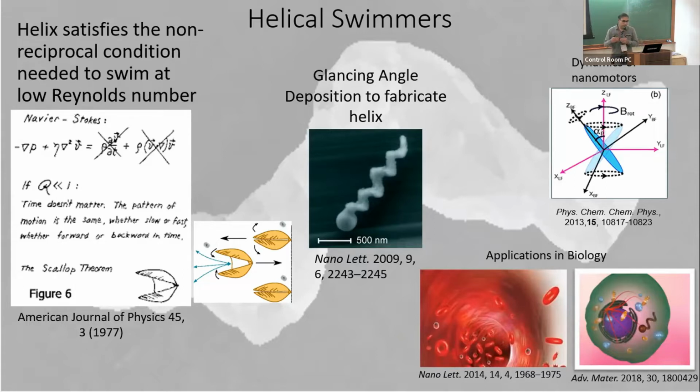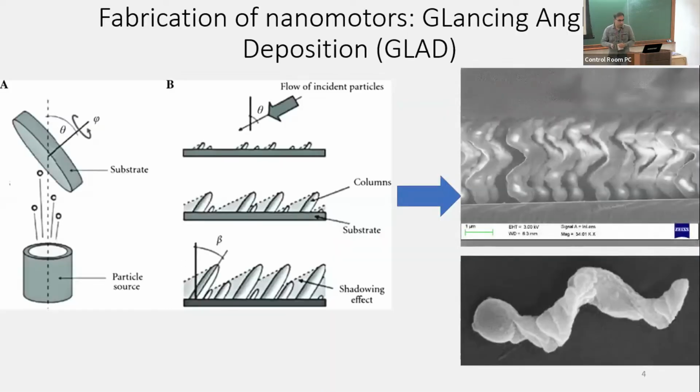Our lab has been working on this for almost 10 years. My seniors have figured out the dynamics of nanomotors, and then my other seniors have applied this technology in biology. This is how we fabricate nanorobots. We use something called glancing angle deposition, a shadow-based technique where your substrate is at an angle and it rotates, and that allows you to create helical shapes.